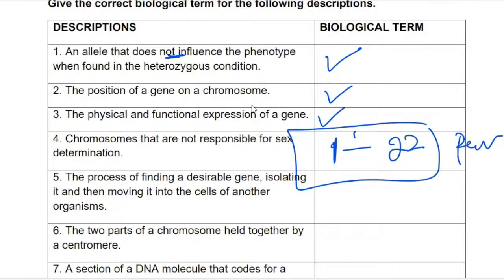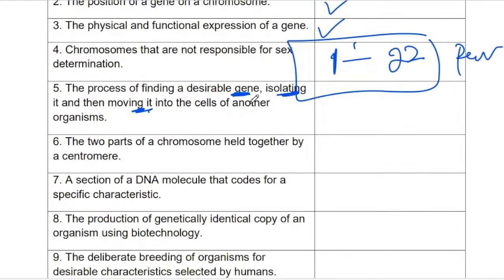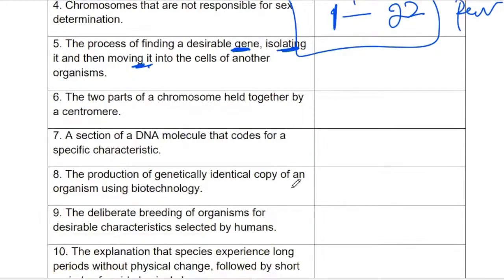Then they're saying the process of finding a desirable gene. You find the desirable gene, isolate that gene, and then move it to the cell of another organism. So we call this genetic engineering, because you are manipulating these genes, or genetic modification. You are modifying the genetics of another organism. Then we go to the next part. As we said, let's first go through the terminologies very fast, and then we go to the content we are interested in more, so that we don't lose these 10 marks.